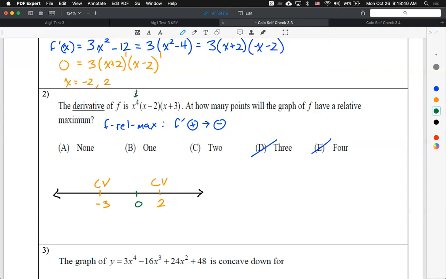Yep, negative, because that's always going to be a positive. This is going to be a negative. That's going to be a positive. So we're going to have a negative there. And then when it jumps over those CVs, it's going to switch signs to a positive and also to a positive on the left-hand side. It always switches over those CVs.